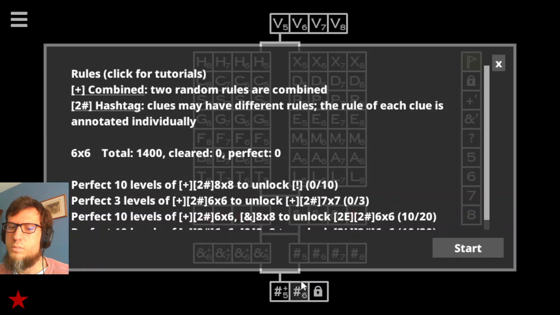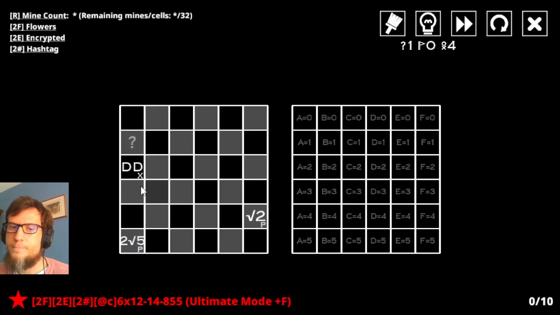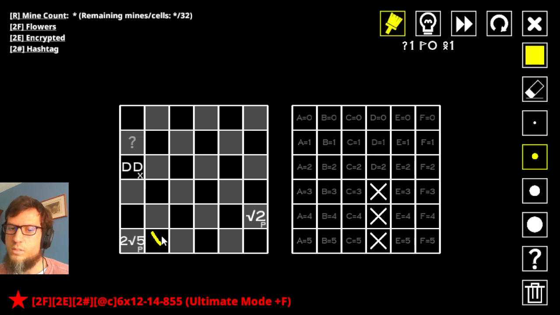Next one, 6x6. Encrypted flowers. Okay. We're encrypted. But we're flowers. So if this is a mine, then we need something that's 2 root 5 distance away, which is how far now? Hold on. 1, 2. Okay, that's square root of 5. I need twice that distance. So here or here. One of those two squares. Everything closer has to die.